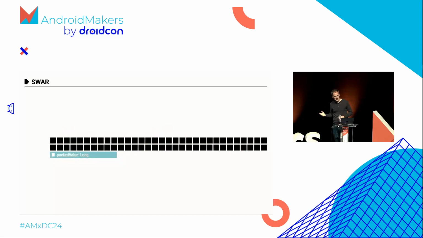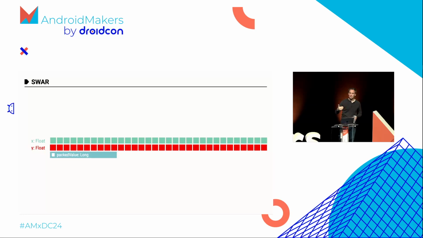The way we store everything in memory, you have a long with 64 bits. You can count them if you want. There are 64 bits here. And in the top 32 bits, we store the x. And the bottom 32 bits, we store the y. Nothing particularly interesting. But from this encoding, we have to implement all the functions that are on the Offset.